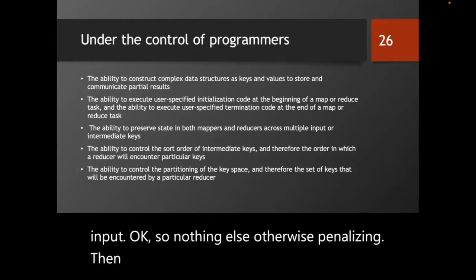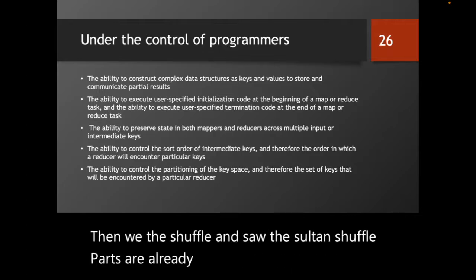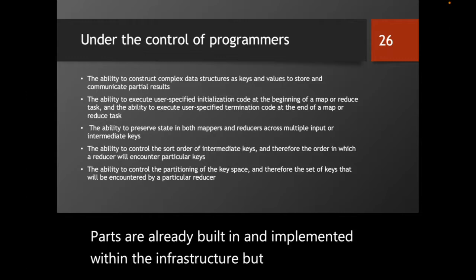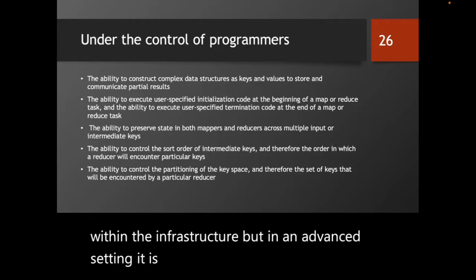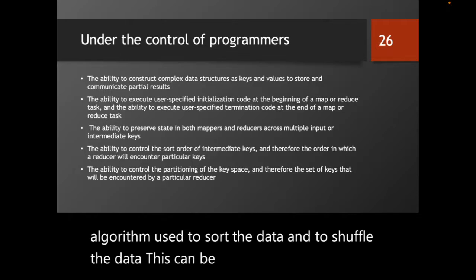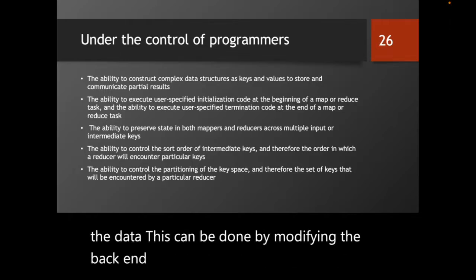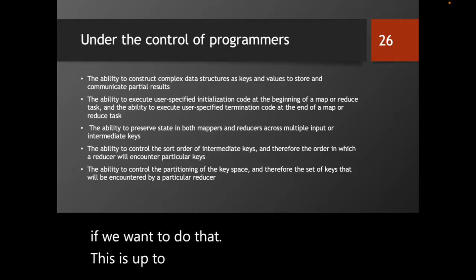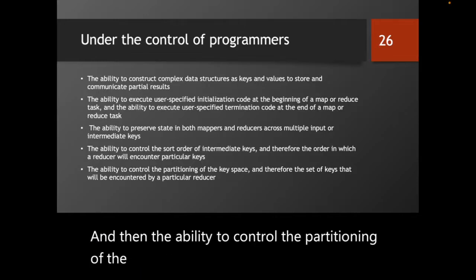Then the sort and shuffle parts are already built in and implemented within the infrastructure. But in an advanced setting, it is possible to change, for example, the algorithm used to sort the data and to shuffle the data. This can be done by modifying the backend of the system. And if we want to do that, this is up to us to do. And then there is the ability to control the partitioning of the key space.